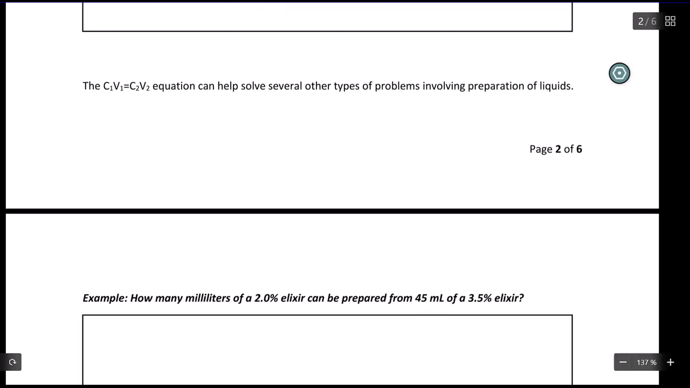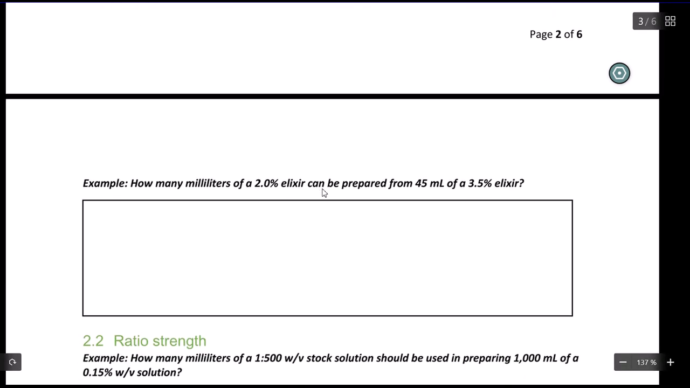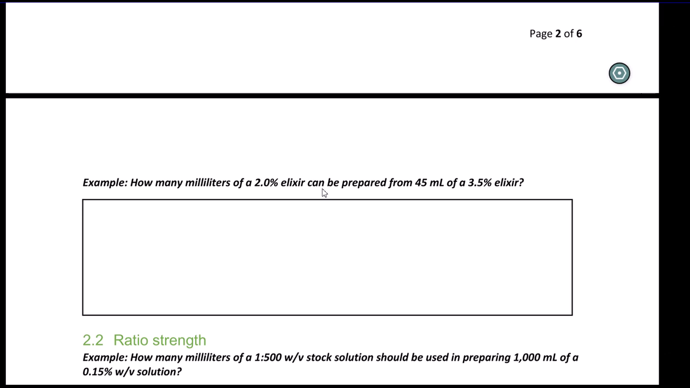You can also use C1V1 equals C2V2 for other problems that have that same sort of relationship, where you have a concentration and a volume and another concentration or volume that you're looking to solve for. So this one says, how many milliliters of a 2% elixir, which is an alcohol-based oral liquid, can be prepared from 45 mLs of a 3.5% elixir? Keep in mind that we can use C1V1 equals C2V2, or you can do it the other way. I'll show you both ways if you'd like.